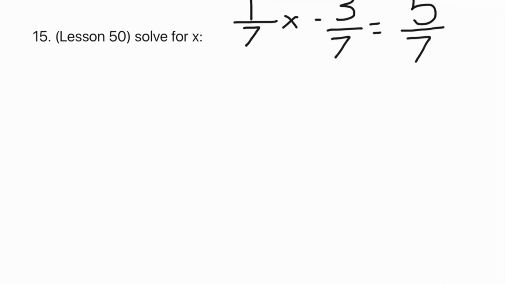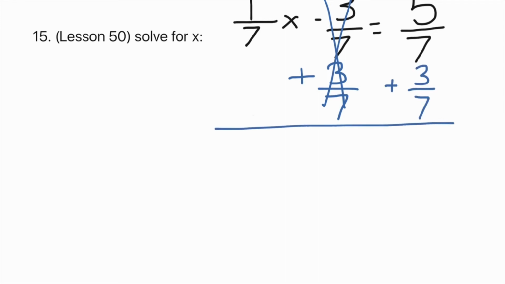No big deal. Since we are subtracting 3/7 on the left, we want to add 3/7 to both sides. Our 3/7 then will cancel out because of minus 3/7 and plus 3/7. And then we add 3/7 to the other side. And on the right-hand side, 5/7 plus 3/7 is 8/7. And on the left, we just have 1/7 x left.